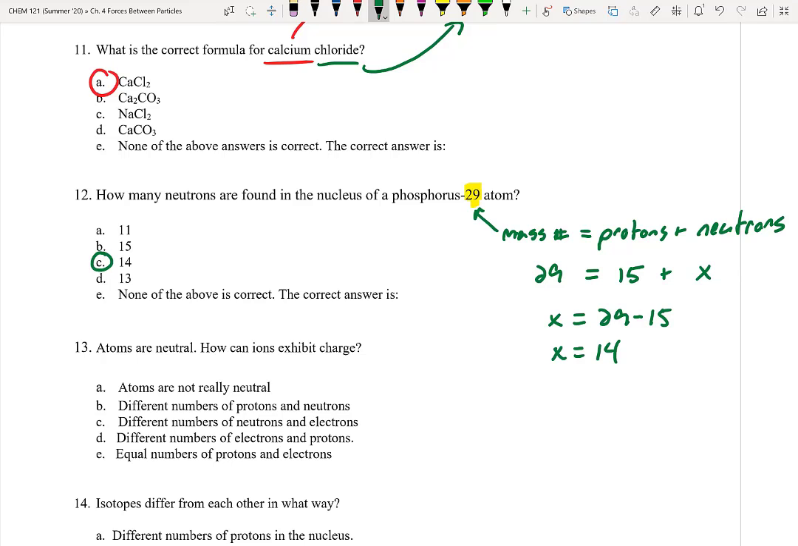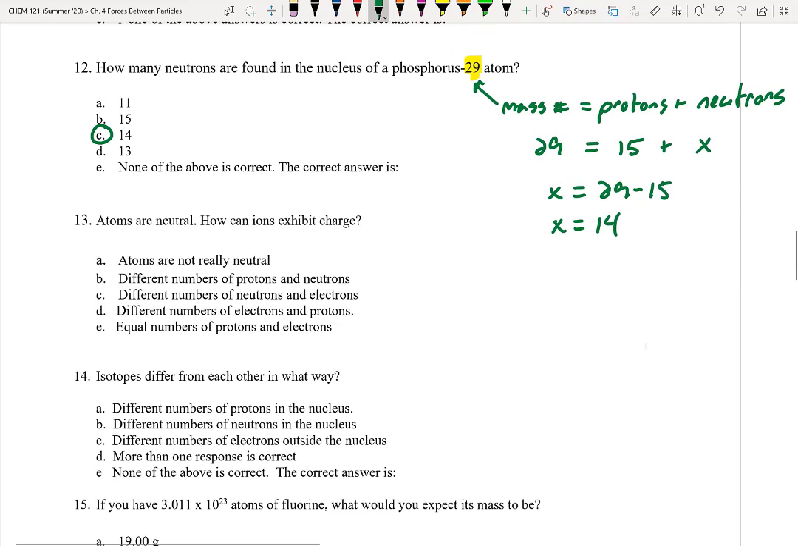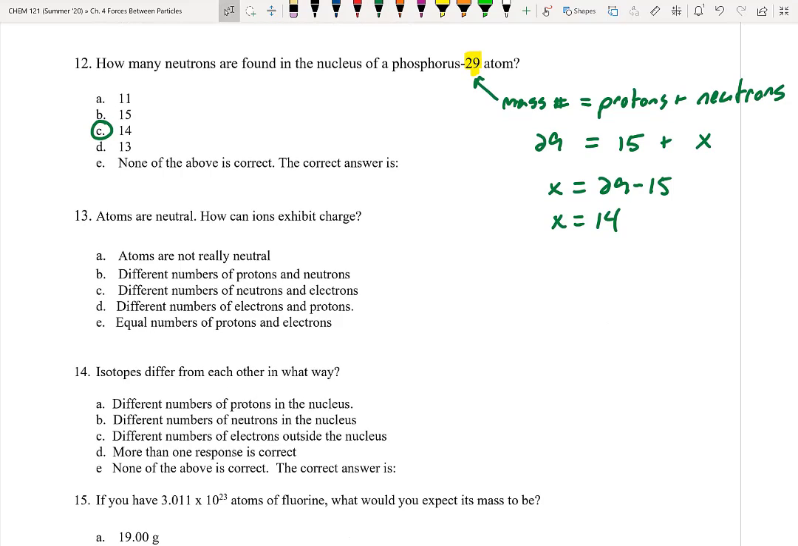And then number 13, atoms are neutral. How can ions exhibit charge? So a charge basically means that things are no longer balanced, right? Meaning things are either overly negative or overly positive. What could cause this? A says atoms are not really neutral.